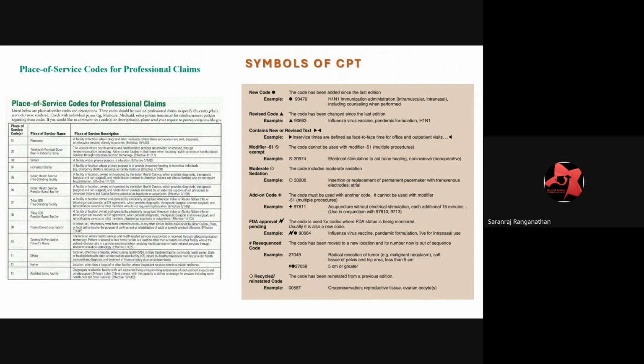Then next is the symbols of the CPT. We have different symbols: revised codes, new codes, deleted codes, then exempt codes, FDA approval codes, and add-on codes. These are all the symbols which you'll be able to see in the CPT book, before each CPT code. Hope you might have come across those kinds of symbols, right? Yes. Because if somebody is new, I used to open the book and show them. I hope you have seen it. If you have not seen it, let me know, and I will show where the symbols are.